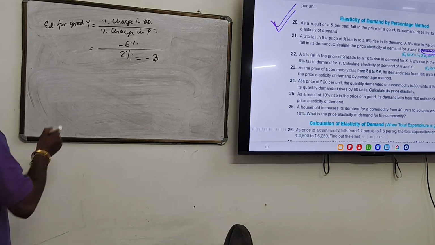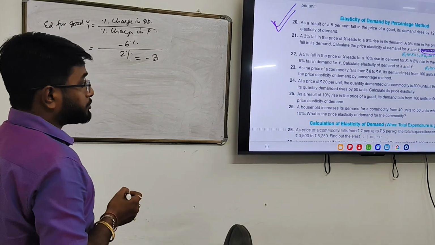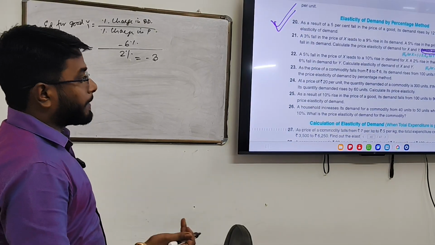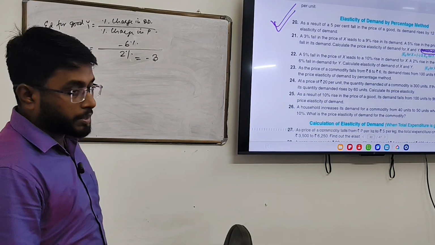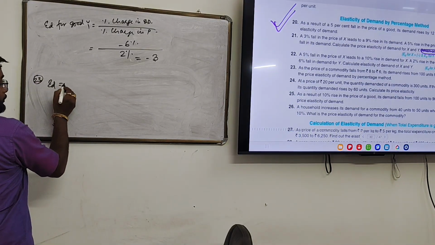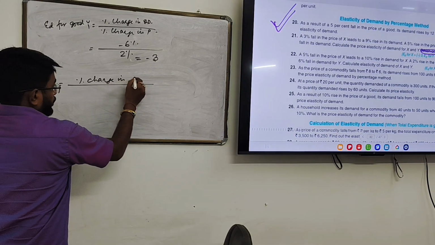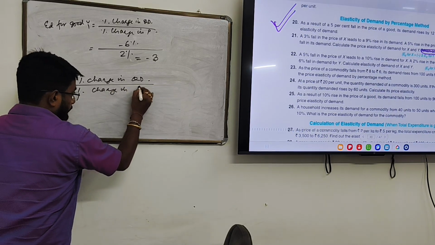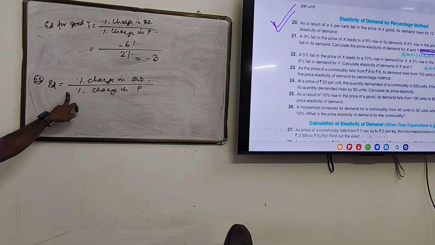Fine. What about 23? As the price of a commodity falls from rupees 8 to 6, its demand rises from 100 units to 125 units. Find out the price elasticity of demand by the percentage method. Now, ED is equal to percentage change in QD divided by percentage change in price. This is the formula. Everyone look at the board. This is the formula of percentage change.